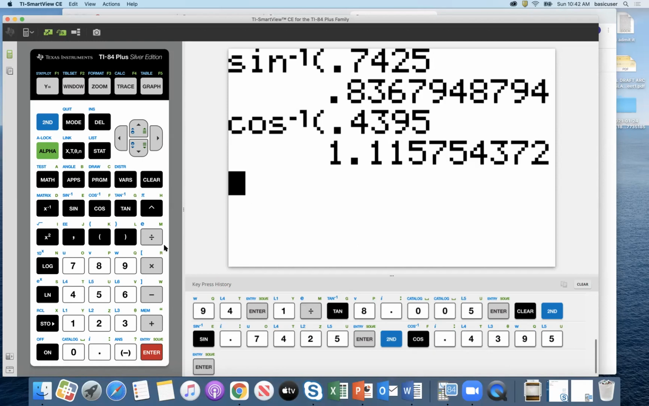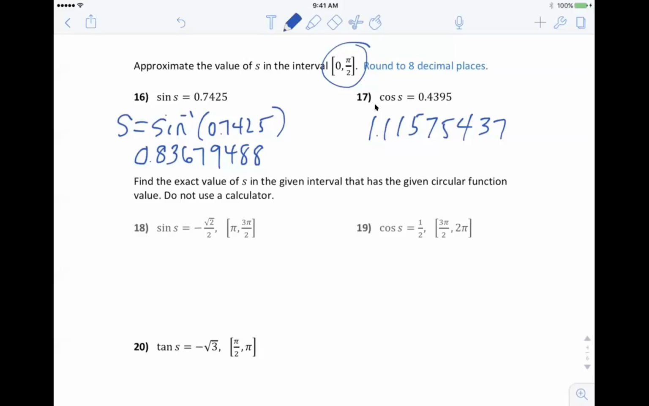Okay, so that's it. And then let's try some where you have to use the unit circle. So I'm going to go back to the handout and take a look at those. So let's look at that first one. Sine negative root 2 over 2, and you want that angle between pi and 3 pi over 2. So if you think about pi and 3 pi over 2 where they are, that defines quadrant 3, right? And sine, remember, is the y coordinate.